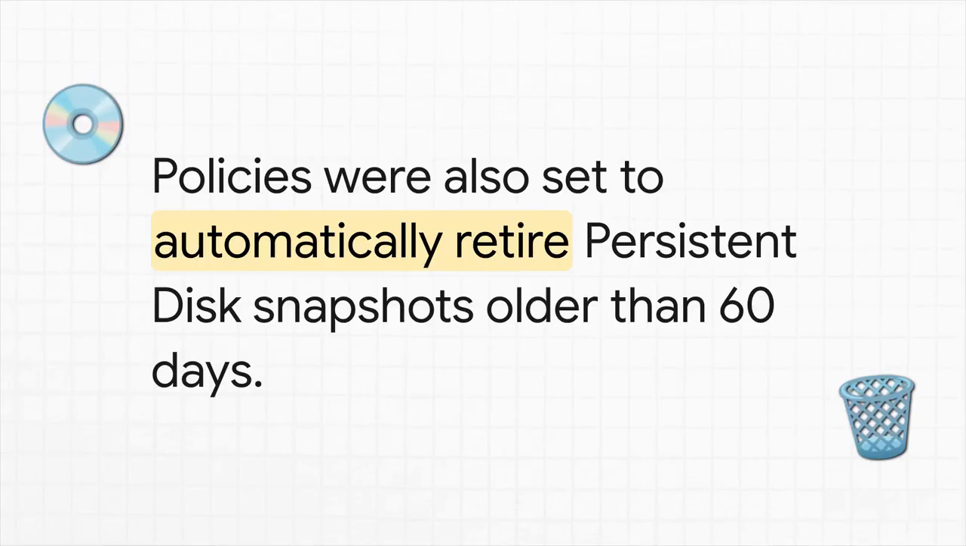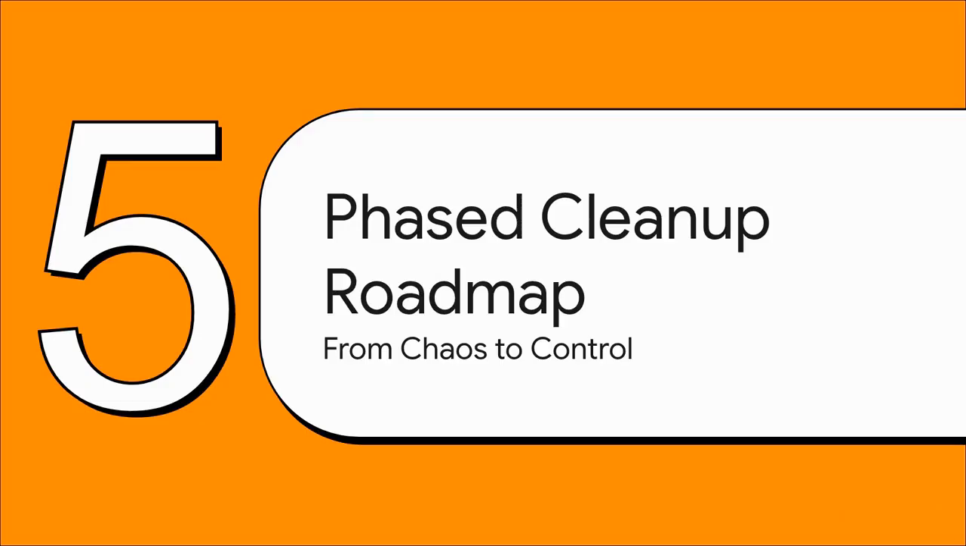And hey, it's not just for cloud storage buckets. We applied the exact same logic to those orphaned persistent disk snapshots. We set up a simple policy to automatically find and delete any snapshot older than 60 days. Just like that, an entire category of wasted spend was eliminated. Forever.